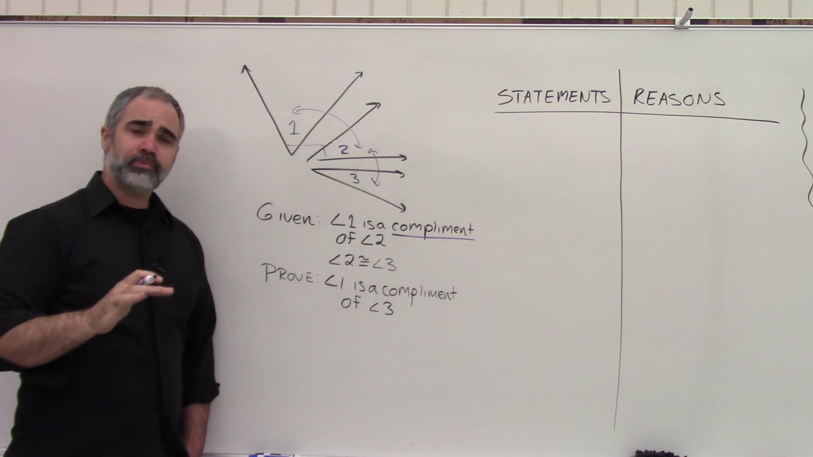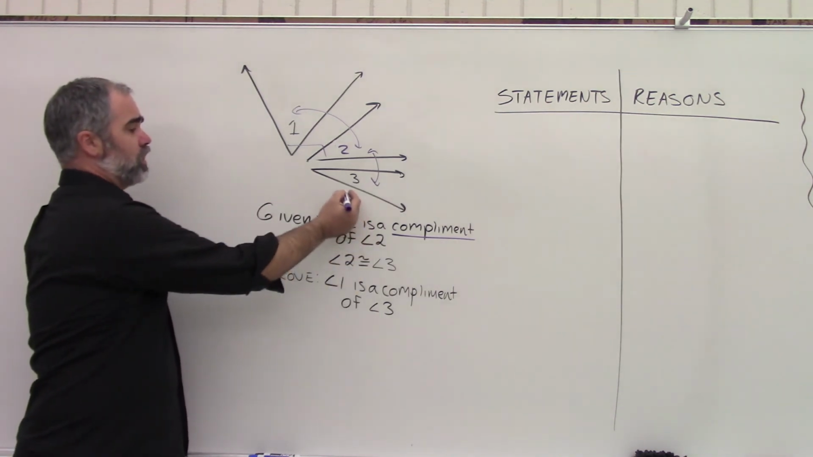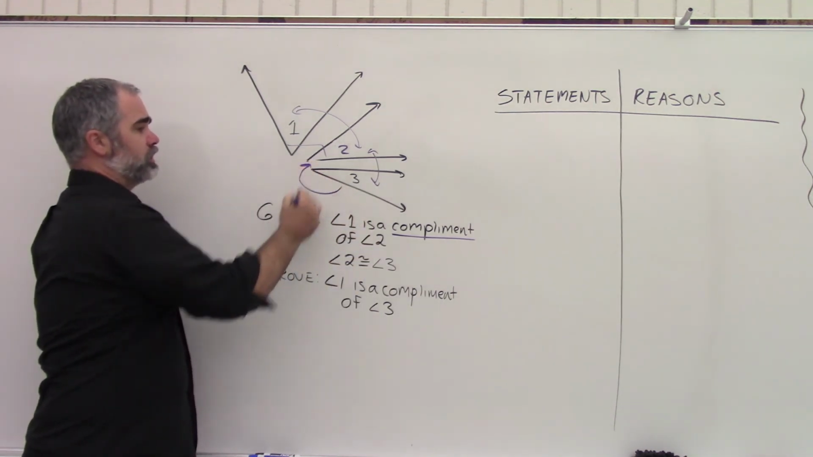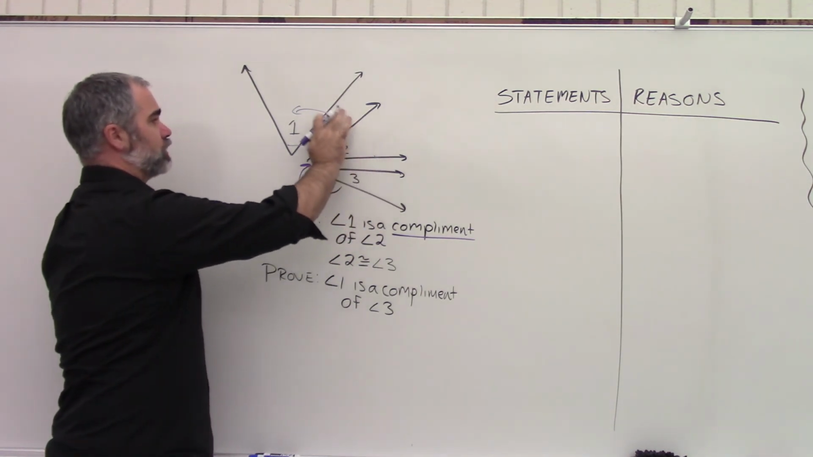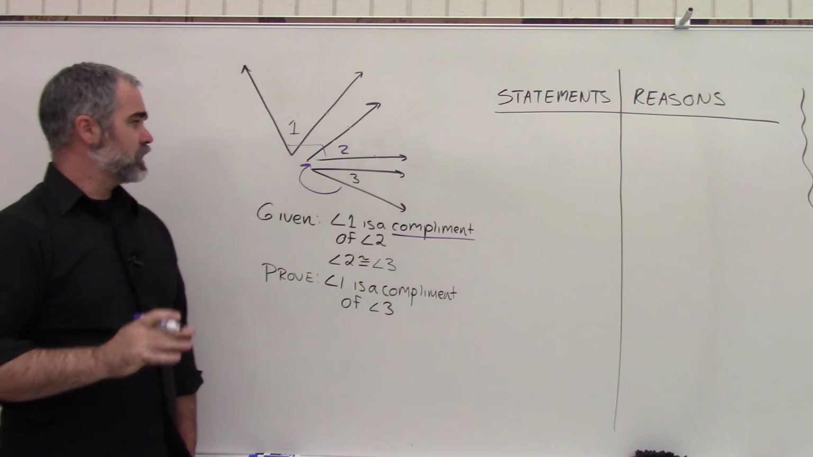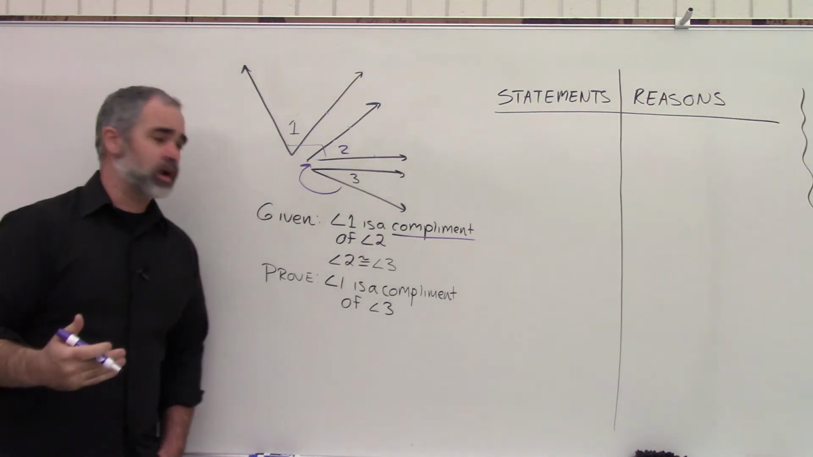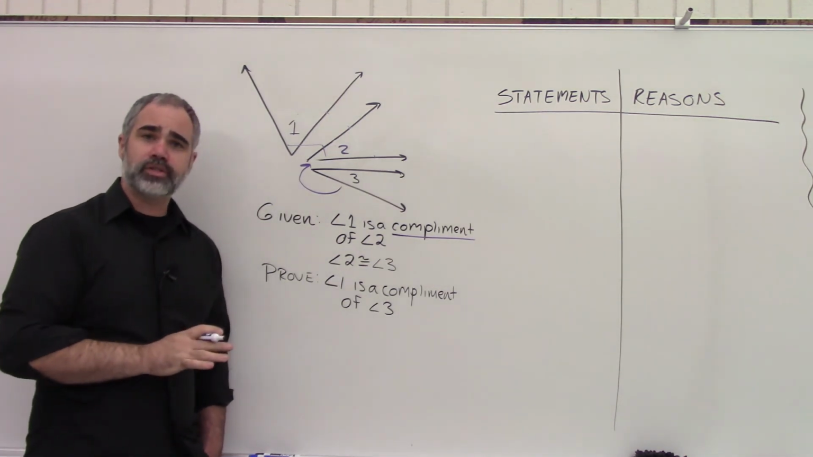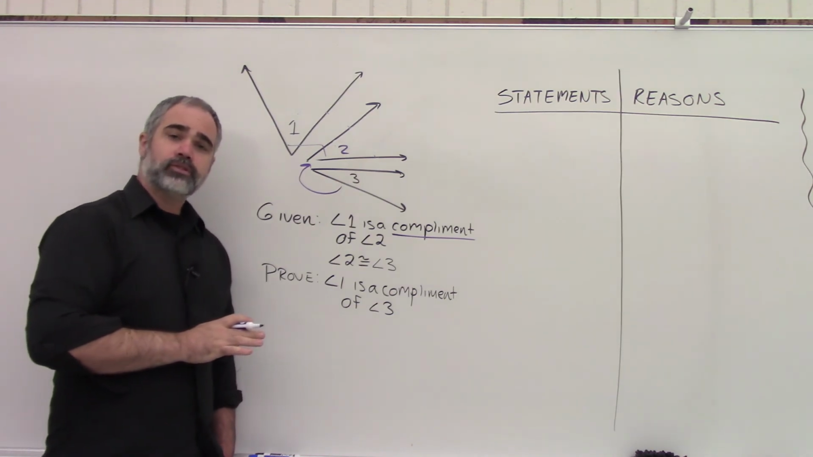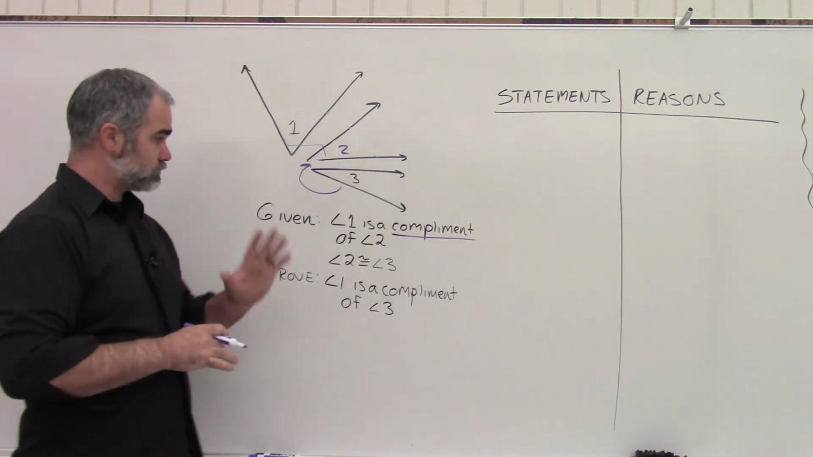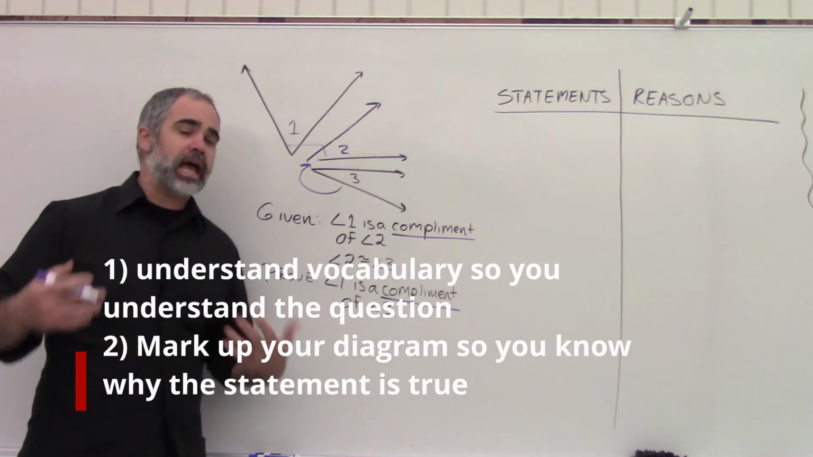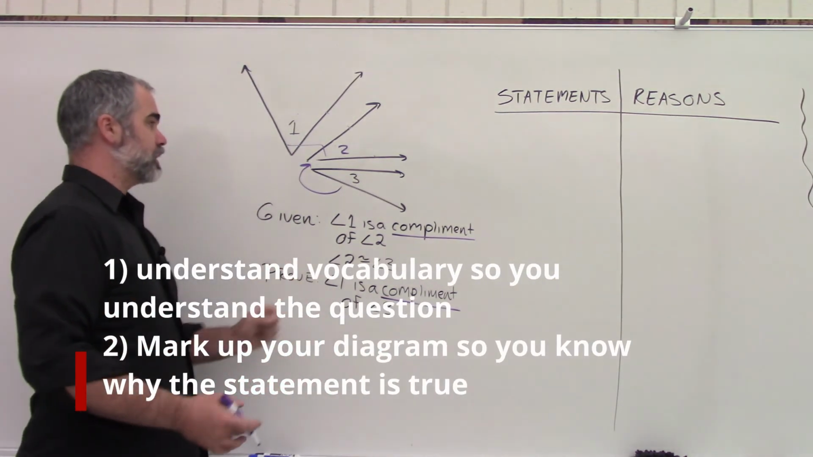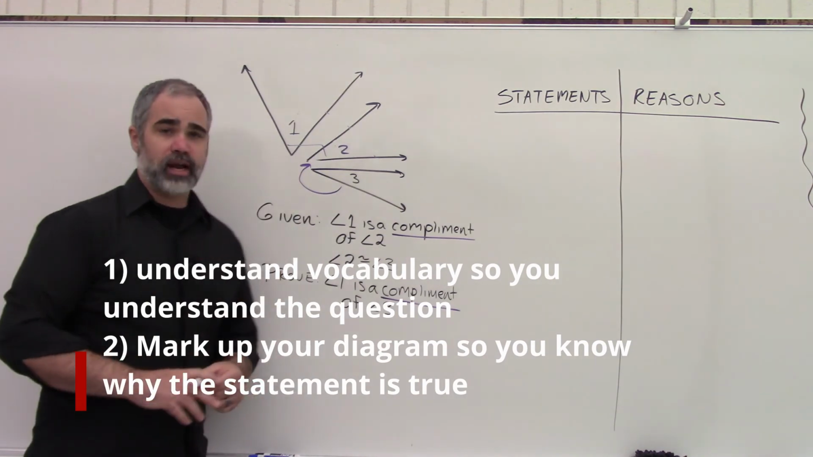So really in my proof, all I need to do is show that angle 3 can replace angle 2. And again, you can draw whatever is helpful on your diagram. For me, I love to draw stuff on diagrams. It really helps me understand what I'm doing. So let's review. Start by understanding vocab. What is the question asking you? The second thing is to mark up your diagram.